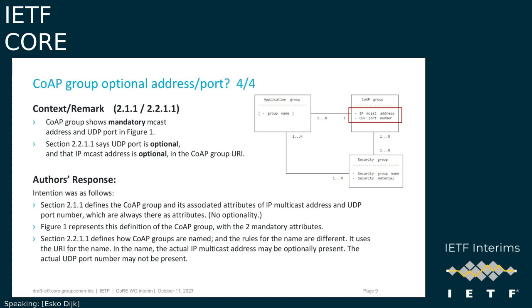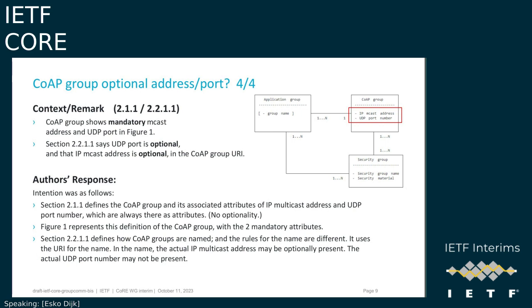So what we intended was that the first section, 2.1.1, defines the co-op group as shown in the picture. So we have mandatory attributes of the address and the port number, which are always there, so it's not optional. And then the other section, a bit later, 2.2.1.1, defines more how the co-op groups are named. And the rules for the name are different because we say that the name is actually the group URI. And the URI is a bit of a different thing here.